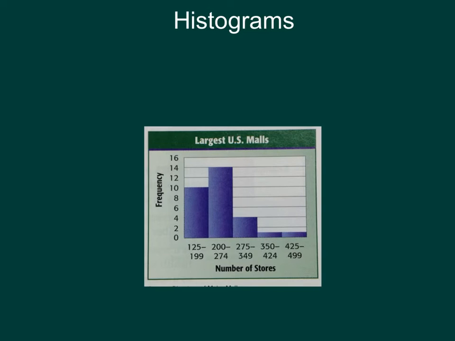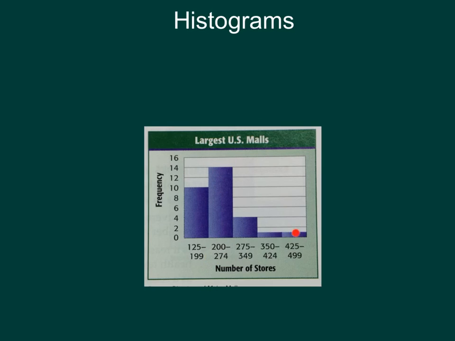Here's another example of a histogram. So I can see this histogram is showing us the largest U.S. malls. So remember, histograms show us the frequency. So this isn't naming the specific largest malls. It's saying, of the largest malls, here are the number of stores that the different malls have. So I can see when I look at this bar right here, this represents 200 to 274 stores. So there are 14 malls that have between 200 and 274 stores.